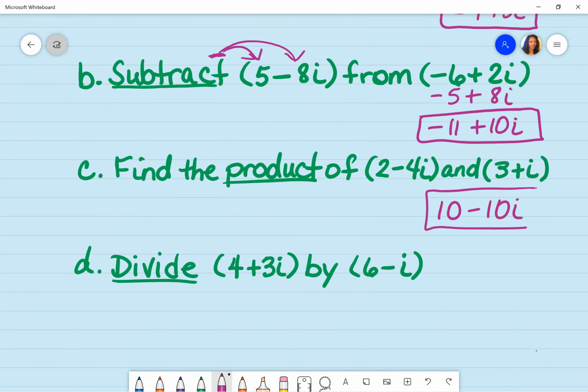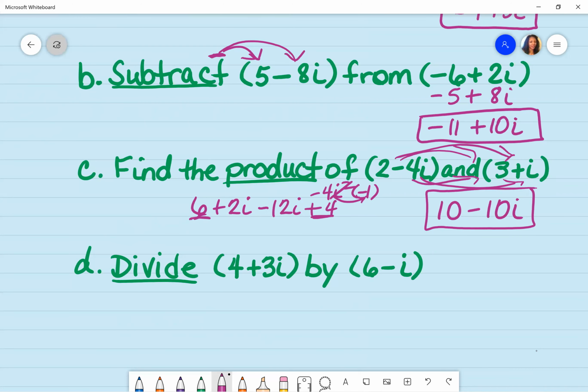You can FOIL that out if you need to see what's going on. And it's going to be 6 plus 2i, and then you have to do the other part as well, which is negative 12i. Now, negative 4i times i is really going to be negative 4i squared. But we know i squared is negative 1. So negative 4 times negative 1 is positive 4. Add like terms, 6 plus 4 is your 10, and then 2i minus 12i is your negative 10i.